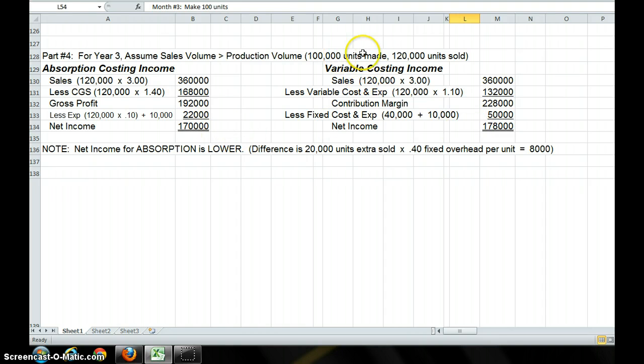Why is that? Well, there was a difference between the production volume and the sales volume of 20,000 units. Each one of those under absorption costing had 40 cents of fixed overhead inside of it. That was deducted out in the current year's income statement because those units that were made in year 2 finally got around to being sold in year 3. So that fixed overhead that was postponed from year 2 gets recognized here in year 3. Because we have a larger deduction of fixed overhead costs under the absorption costing method, our income is a smaller amount than it is under the variable costing method.